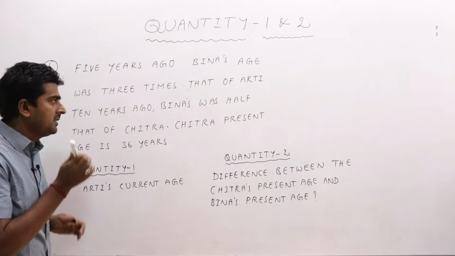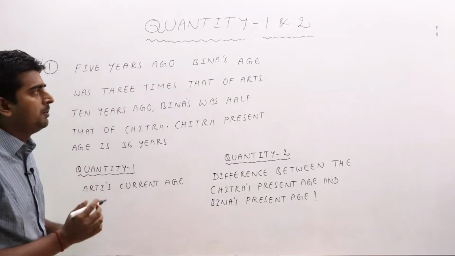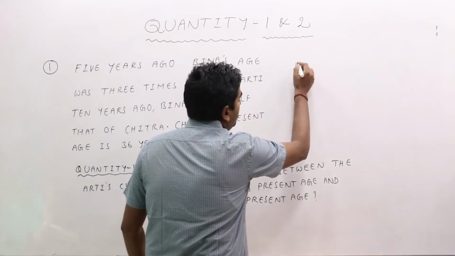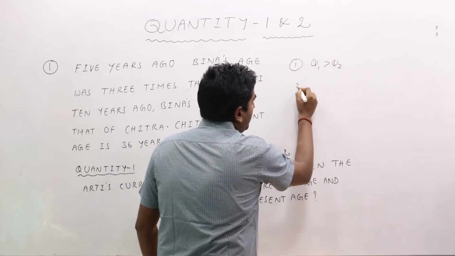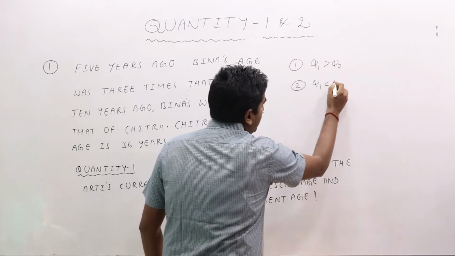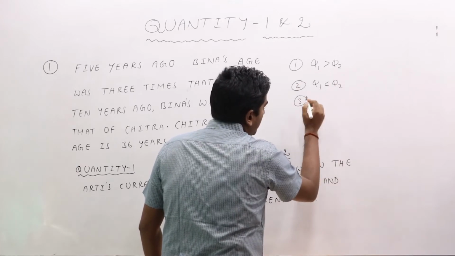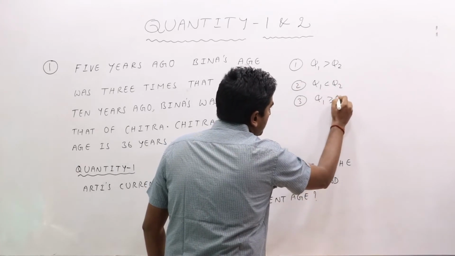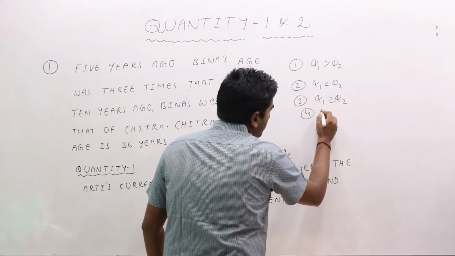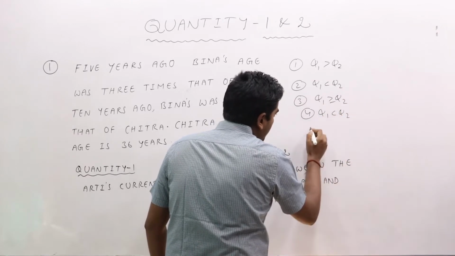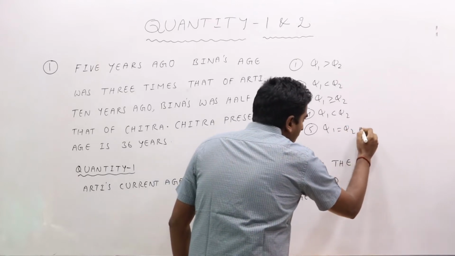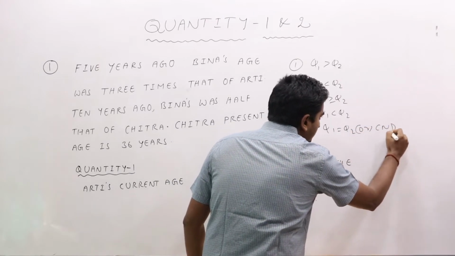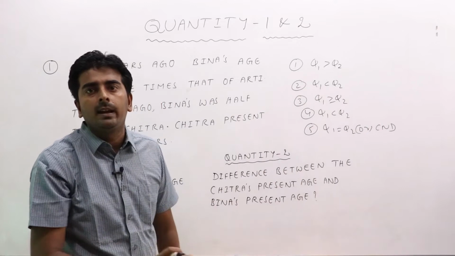So I will write the options also. What are the options you will be getting in examination? Your first option will be like this: quantity 1 is greater than quantity 2, and the second option will be quantity 1 less than quantity 2, and the third option will be quantity 1 greater than or equal to quantity 2. The fourth option will be quantity 1 less than or equal to quantity 2, and the fifth option will be quantity 1 equal to quantity 2, or relationship cannot be established. That means C and D, you can't get any answer.